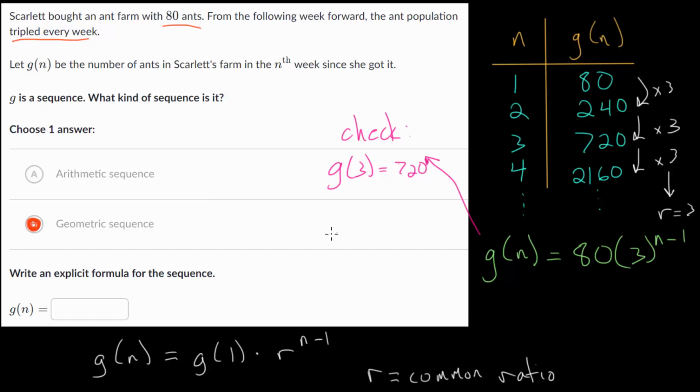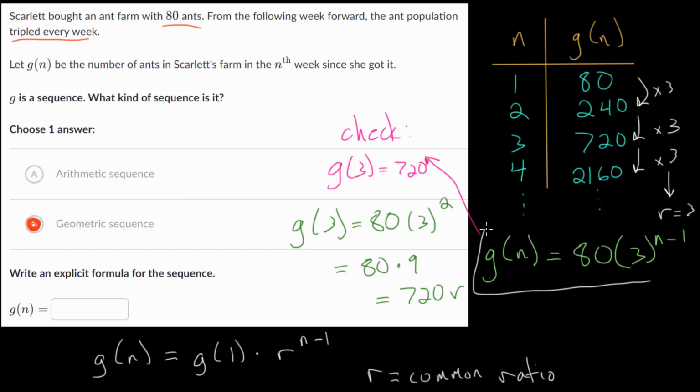So we have that g of 3 is equal to 80. So n is equal to 3. So we have 3 raised to the 3 minus 1 power, or 3 squared, which is 80 multiplied by 9. And 80 times 9 is 720. So the formula gave us what we expected, which means we can feel fairly confident that this is indeed correct. So this is what we'd put into our box here, and of course we know it's geometric. Let's do one more.